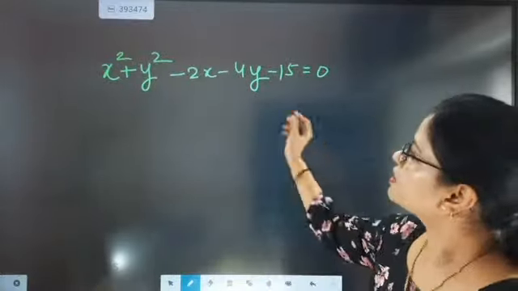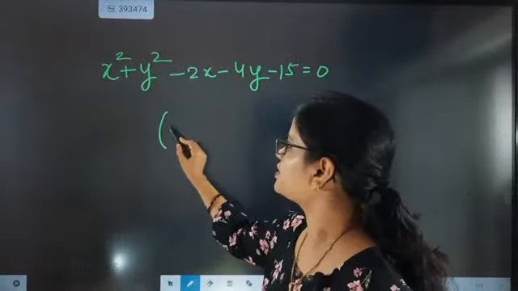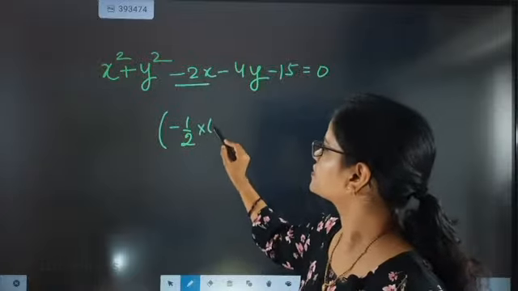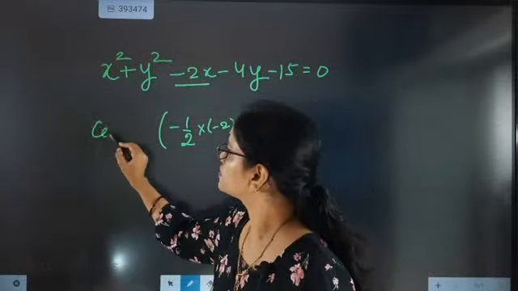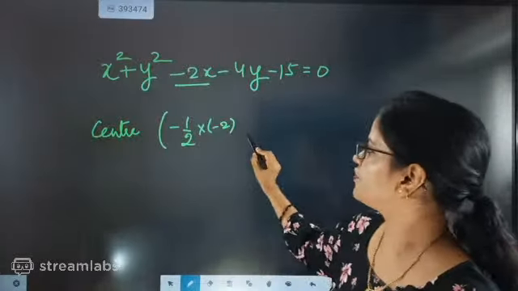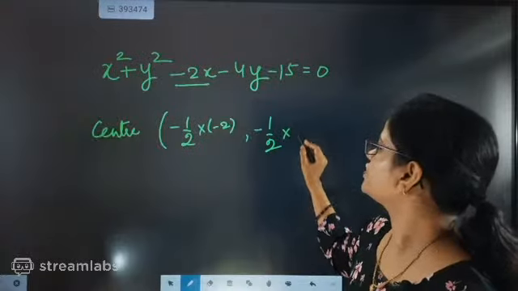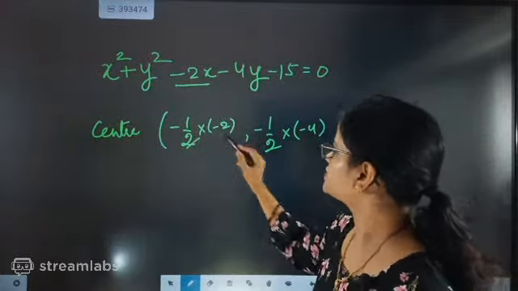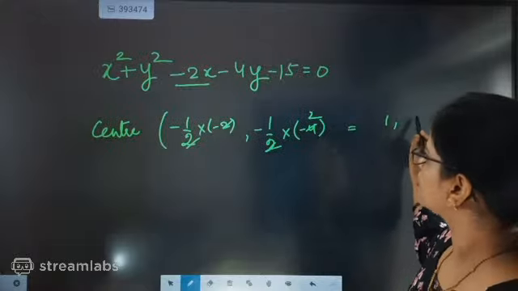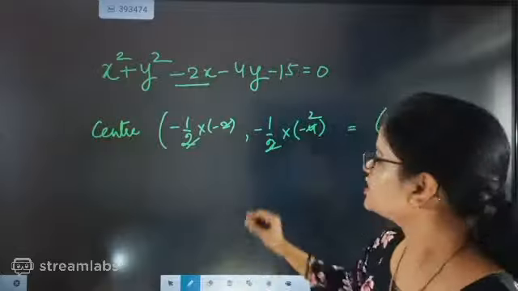Now look here. Directly I told you the coefficient formula. In the coefficient part, what is the coefficient of x? Minus 2. Center is minus 1 by 2 into coefficient of x, comma, minus 1 by 2 into coefficient of y. Coefficient of y is minus 4. Cancel the 2 times. So it is exactly coming as 1, comma 2. Center is coming as 1, comma 2. Very good.